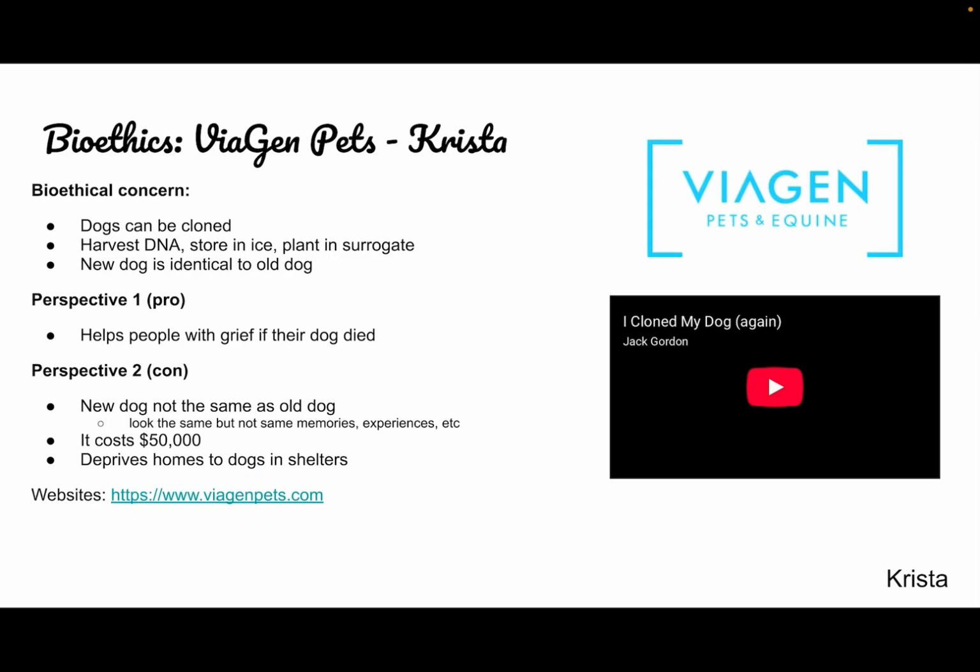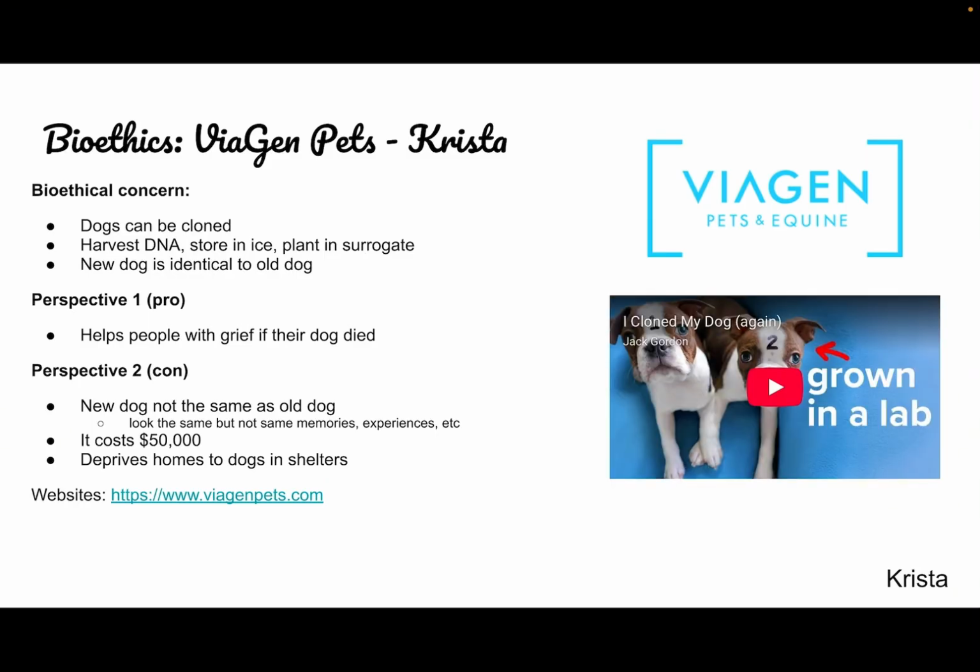So the last thing I'm going to be talking about is bioethics. This company, Viagen Pets, can literally clone your dog. What they do is they'll harvest your dog's DNA by taking a skin biopsy, then they store it in ice and save it until you'd like to clone your dog. Then they clone it by using somatic cell transfer and implant the dog's DNA into a surrogate. The new dog is genetically identical to the old dog.